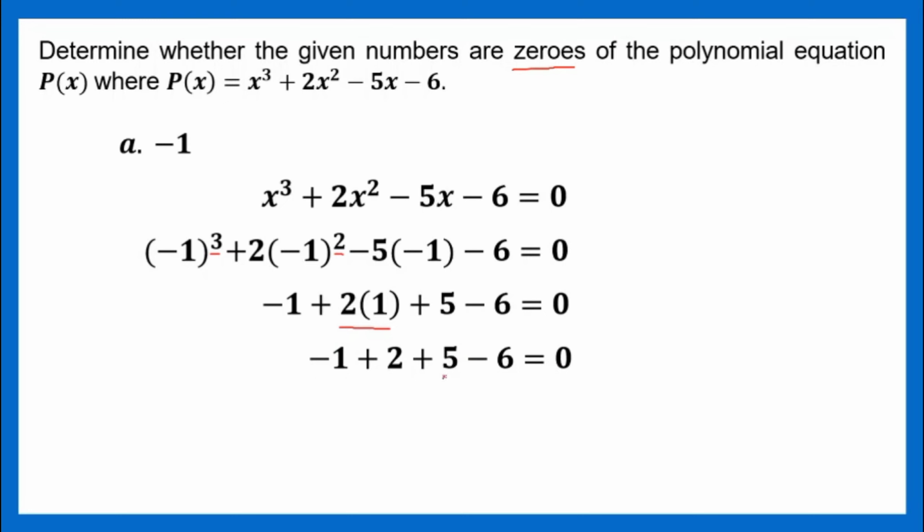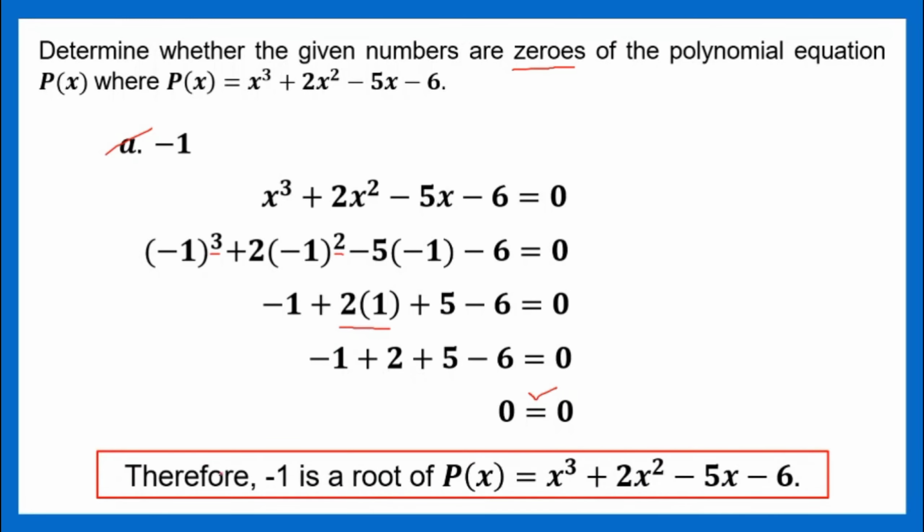Tapos, solve natin from left to right since lahat naman plus and minus. Negative 1 plus 2 is positive 1. Plus 5 is 6. Minus 6 is equal to 0. So, the answer is 0 is equal to 0. So, check yan. Kung check tayo dito, 0 is equal to 0. Therefore, etong negative 1 is 0 of this polynomial function.